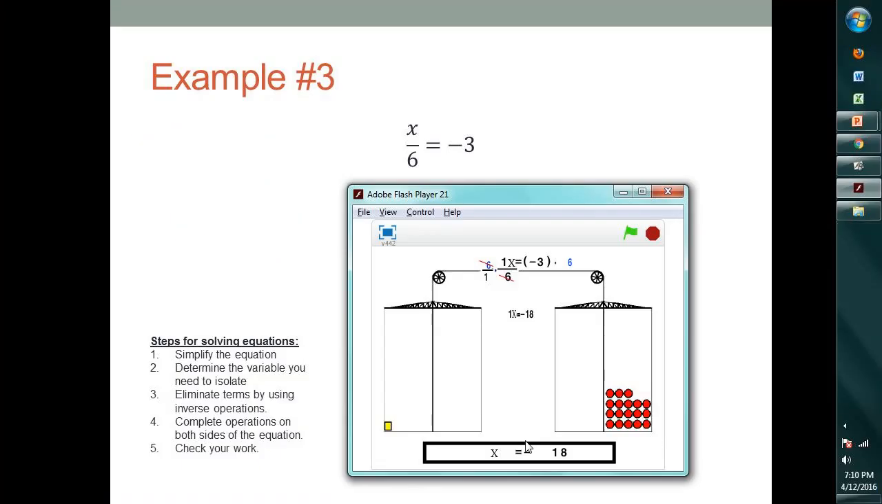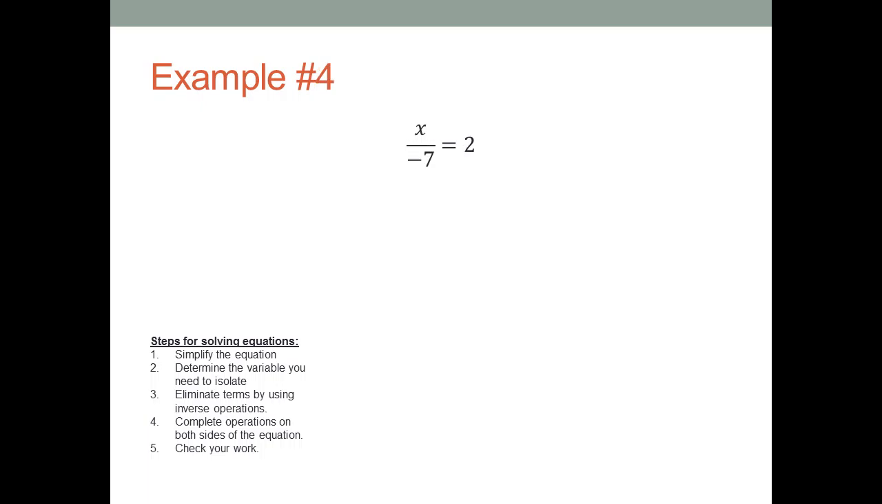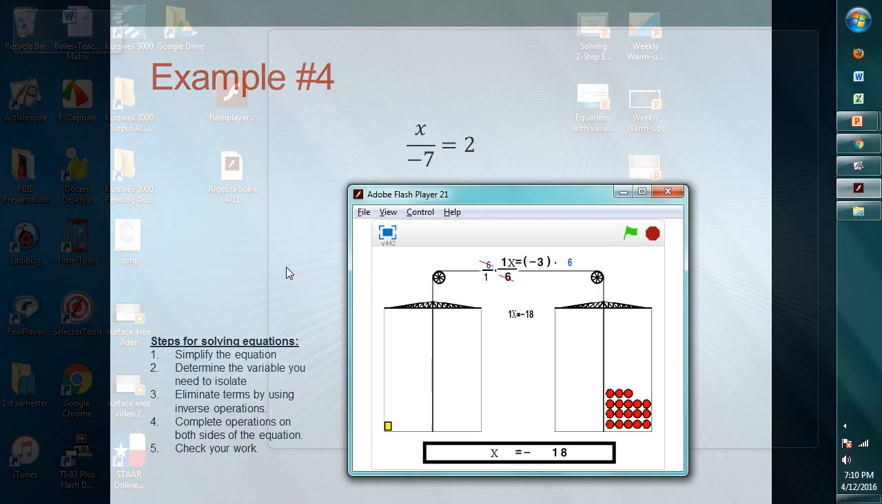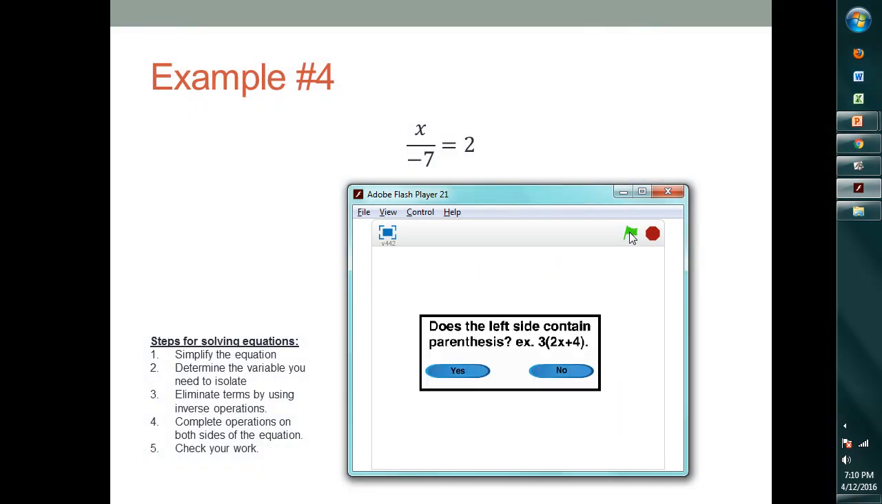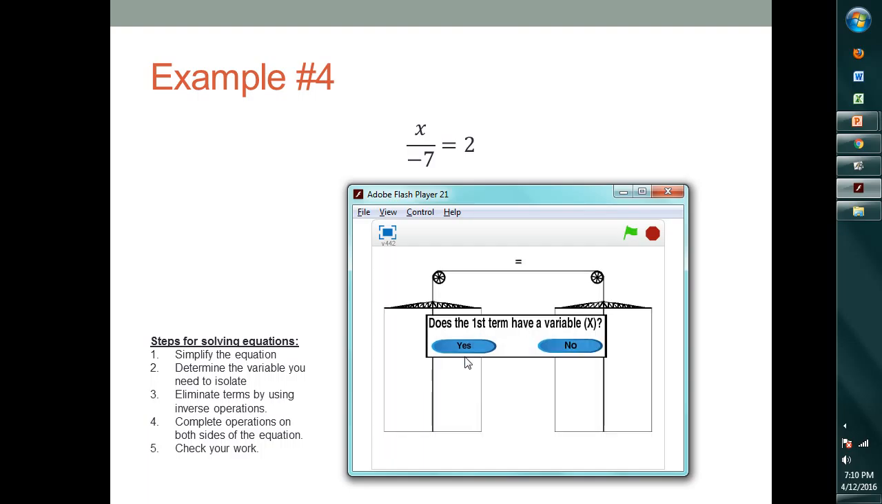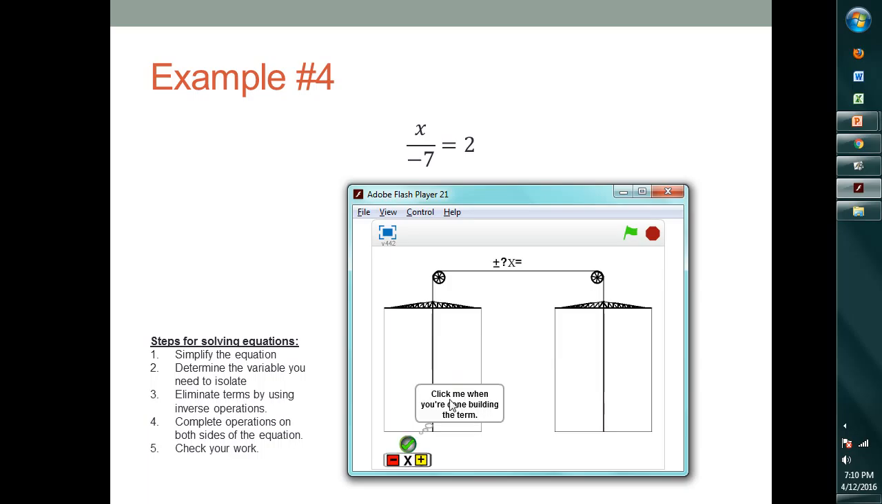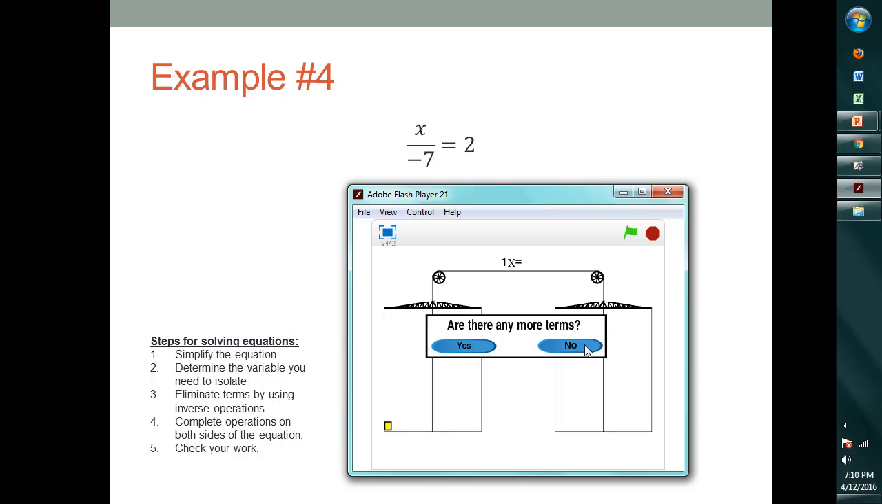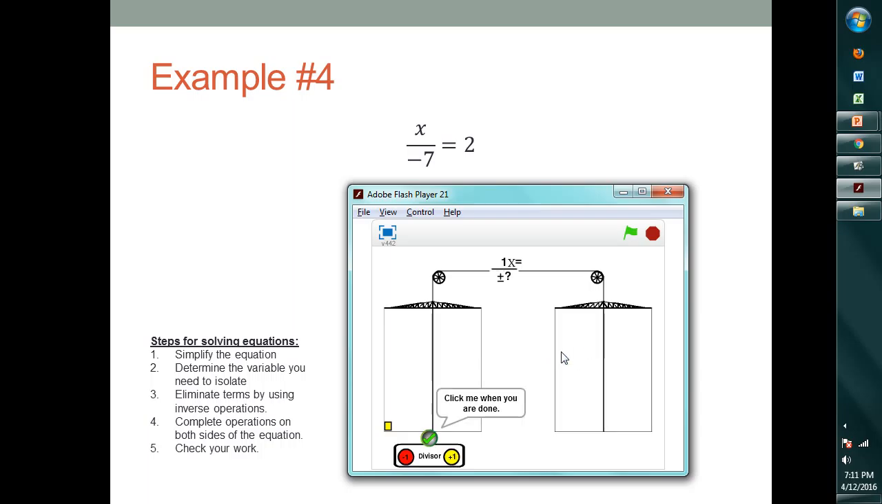Okay, one more example here. This time x over negative 7 equals 2. So I'm taking x, I'm dividing it into negative 7 pieces, and it gives me 2. So again, I pull up my application, click the green flag to start over. No parentheses, but there is division. So my first term does have a variable in my numerator, which is x. No more terms, because I'm dividing that x into pieces.